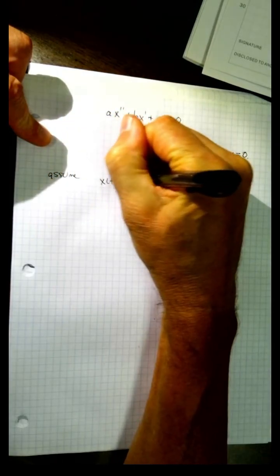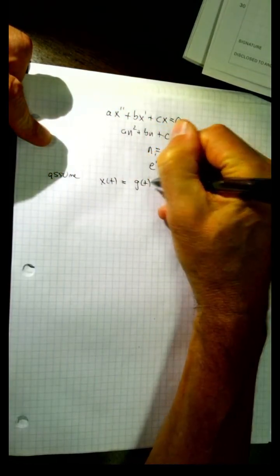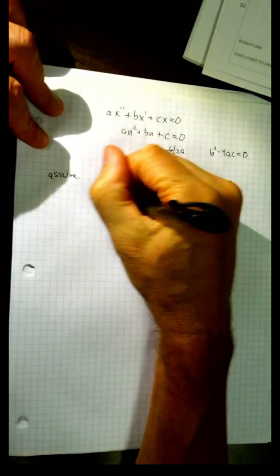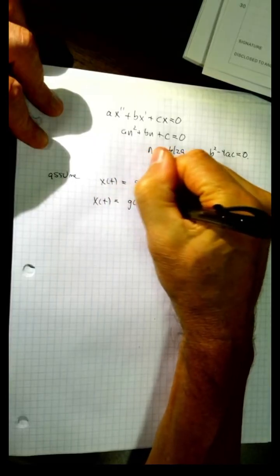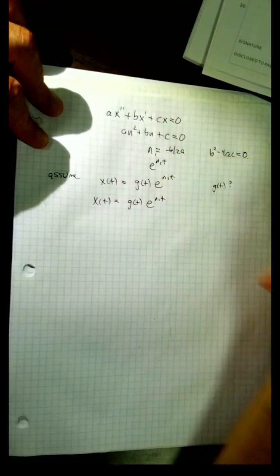And I'm going to assume a function of the form g of t times e to the n1t is a solution. And I'm going to ask, what can I figure out about g of t? And again, if I get something that's not a constant, it's going to give me my other solutions. So I have x of t is g of t e to the n1t.